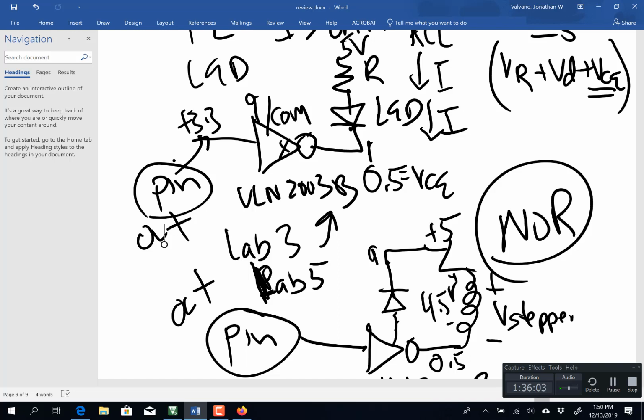Now I won't ask you how much current flows because it's actually kind of complicated because it's not a resistor. Current can actually flow the other direction, by the way. Current could go up or down, or it could be 0. But the voltage is 4.5 volts.